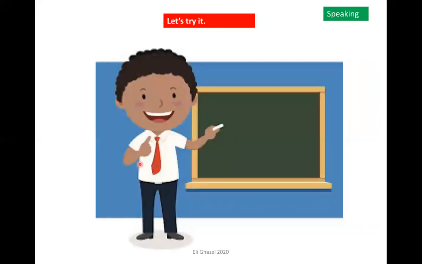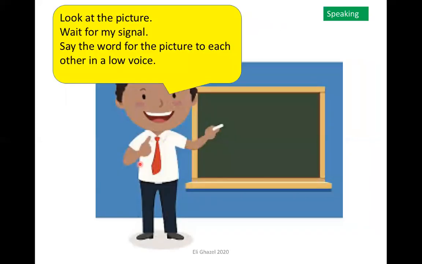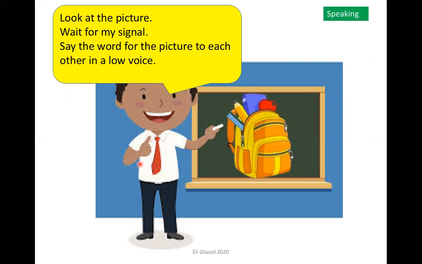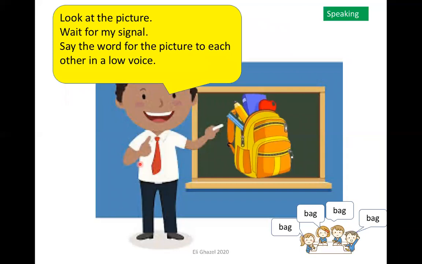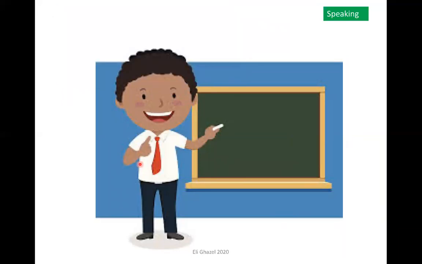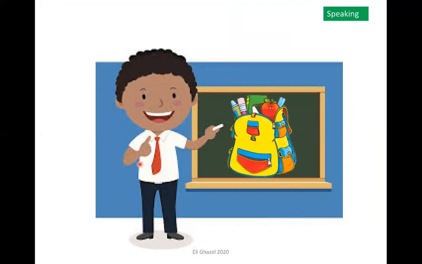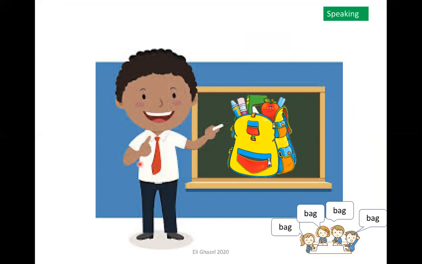Now, let's try it. Look at the picture. Wait for my signal. Say the word for the picture to each other in a low voice. And what will the kids do? 1, 2, 3, you give a signal, and they will say bag. Let's try it. You don't repeat the instructions every time you put a picture up, okay? Just the first time. So now you put the picture, 1, 2, 3, and the kids will say bag. Remember, to each other in pairs in a low voice.